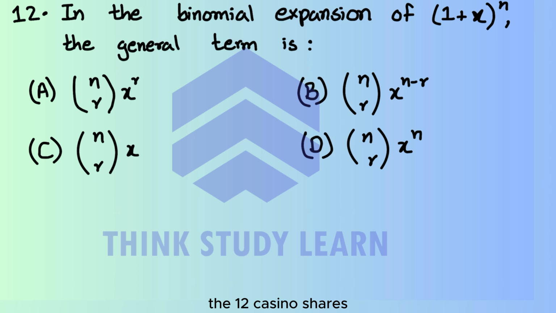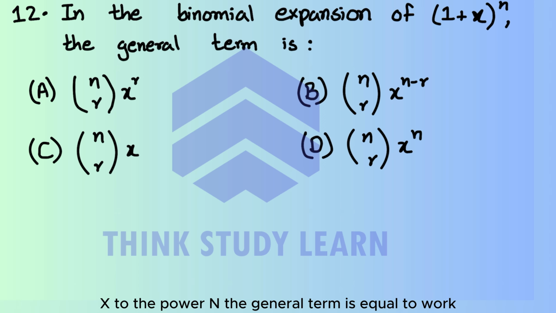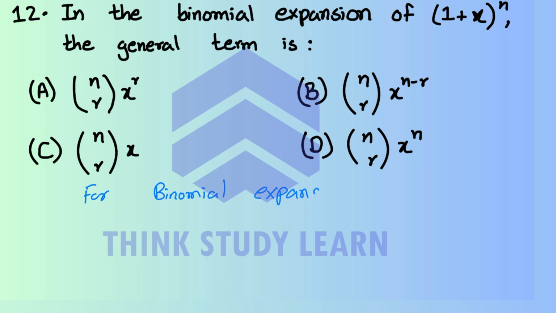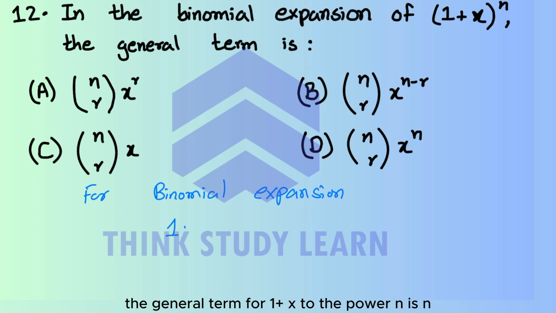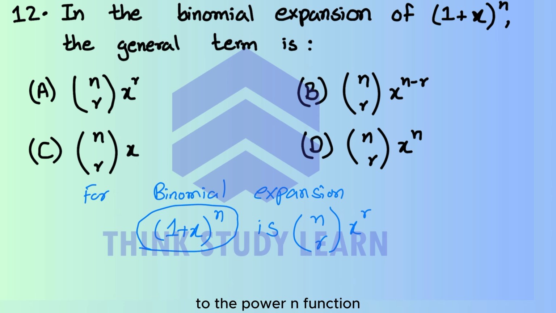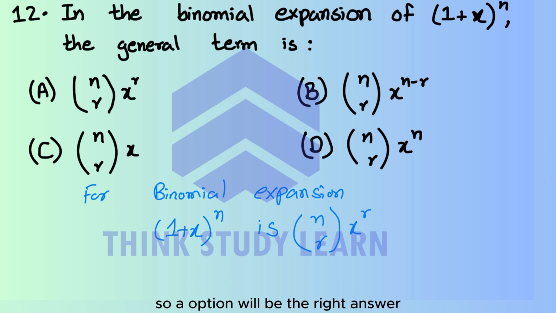The 12th question here states in the binomial expansion of 1 plus x to the power n, the general term is equal to what? So we know that for binomial expansion, the general term for 1 plus x to the power n is nCr into x to the power r. This is the general term to find the binomial expansion of 1 plus x to the power n function. So A option will be the right answer.